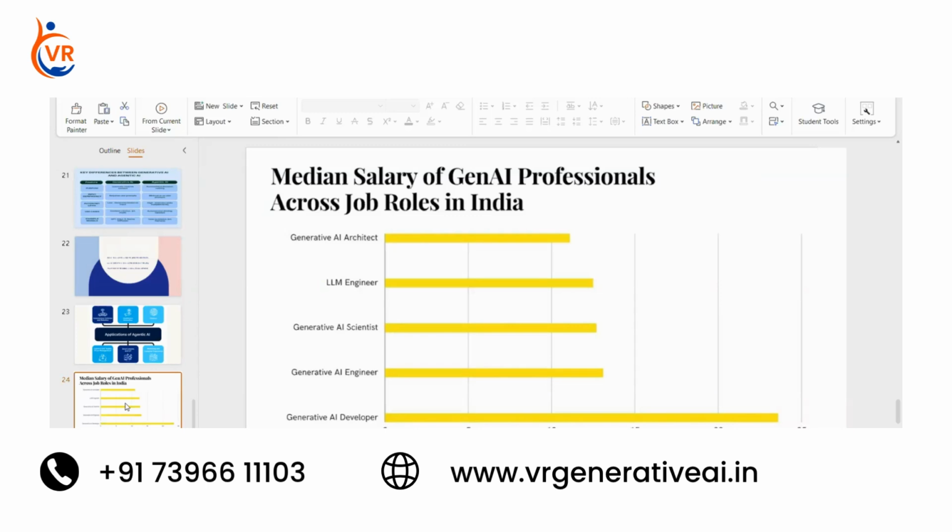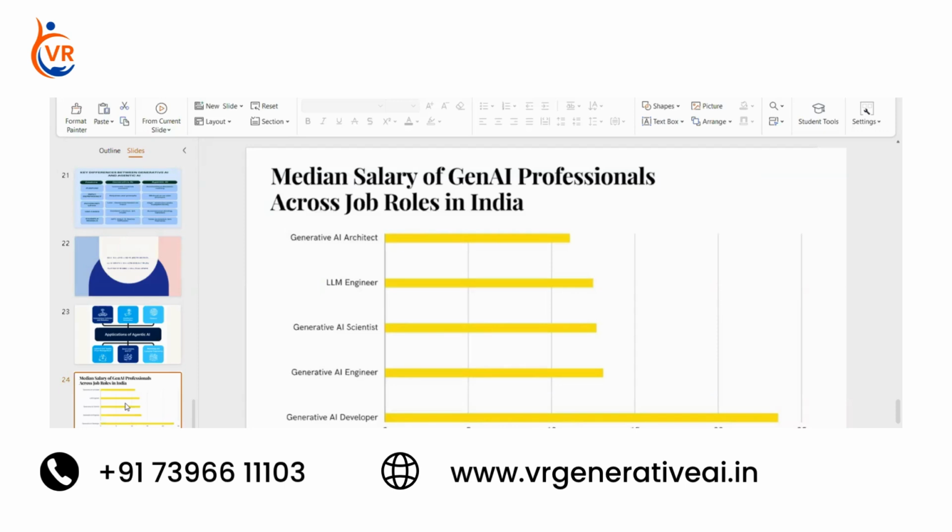curriculum. And then comes the generative AI engineer, whose salary will be around 13 to 14 lakhs. Generative AI scientist, again the same. LLM engineer, where you mainly focus only on LLMs, large language models, right? Your salary is going to be somewhere around 13 to 14 lakhs. And for generative AI architect, you're going to start from 12 lakhs.